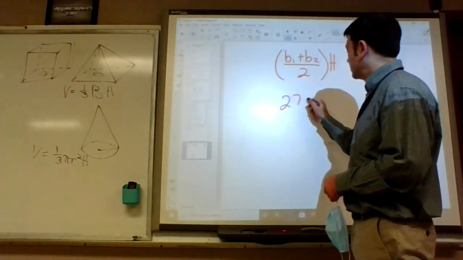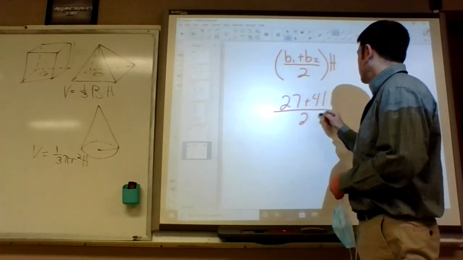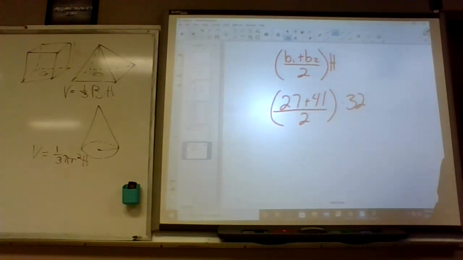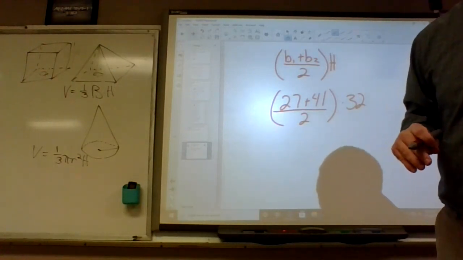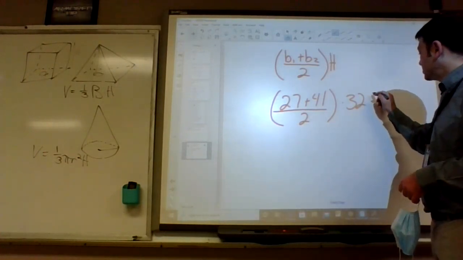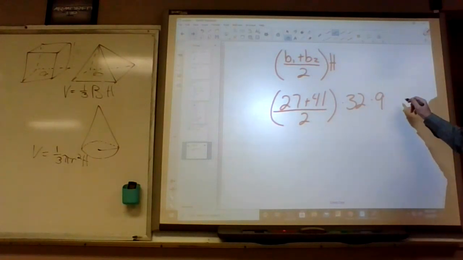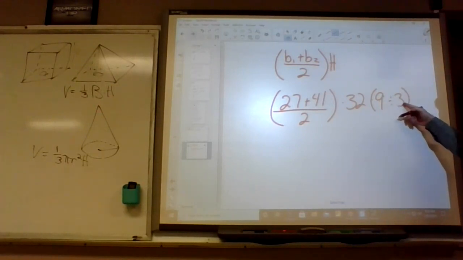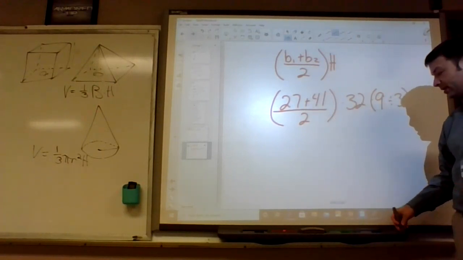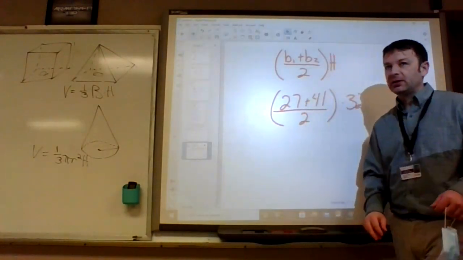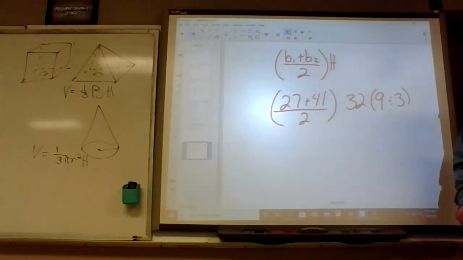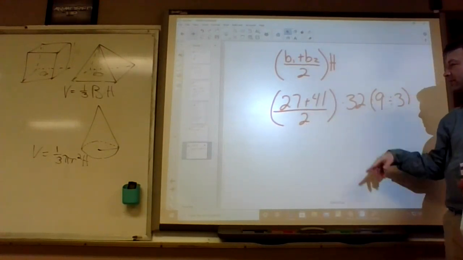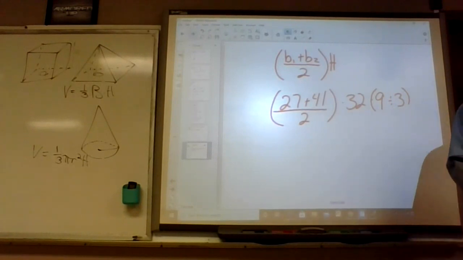So 27, 41, and the height is 32. That just gives you the trapezoid base. Times height. Then you do that times the height of the pyramid, which is 9, and then you divide by 3. You can kind of do this ahead of time, like 9 divided by 3 is 3, but it doesn't matter. 3 times 32 is 96, so it's 96 times whatever the end is. Sure. Okay, so 68 divided by 2 is 34, 34 times 96, whatever that is.